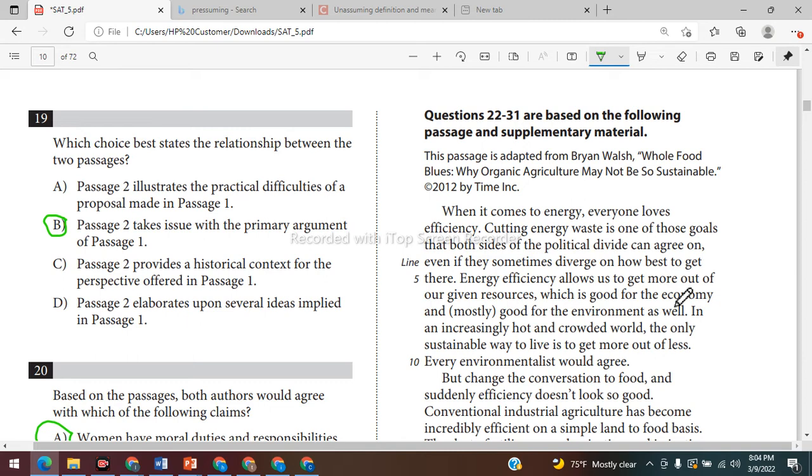Questions 22 to 31 are based on the following passage and supplementary material. Okay, so this passage is adapted from Brian Walsh, "The Whole Food Blues: Why organic culture may not be so sustainable," copyright 2012 by Time Inc. What do you think this essay is going to be about using this title? What does the title tell us about the essay, even before we read it?